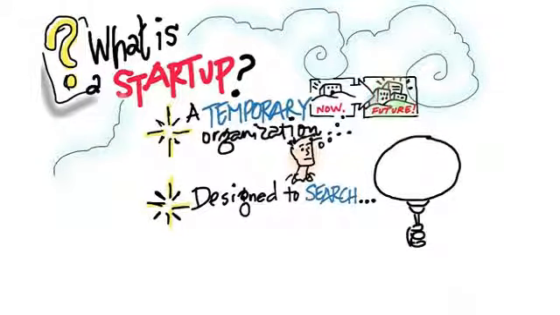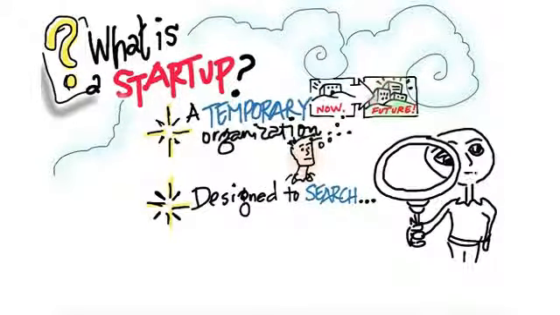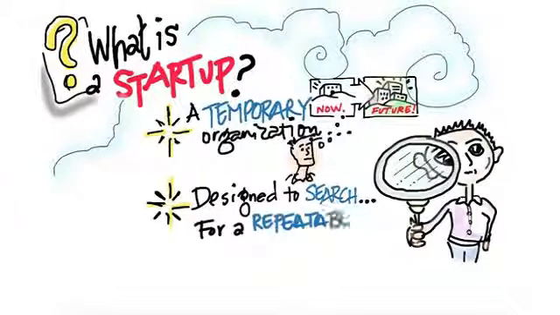Well, that's kind of interesting. What is it that I'm supposed to be searching for? Let's see. Well, number one, you want to search for something that's repeatable. And repeatable means the same thing that works on Monday works on Wednesday and works on Friday and works next week and works the next month. That is, I want to find sales and marketing and engineering processes that are repeatable.